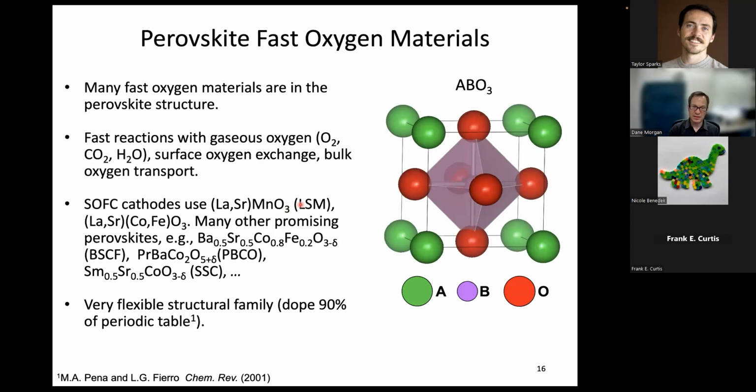The Bloom Energy servers that I showed you outside of eBay in that picture, those have a lanthanum strontium manganate cathode in them. Lanthanum strontium cobalt iron is a little bit higher performing material, although it has some degradation challenges.